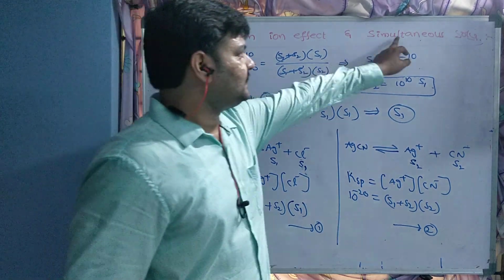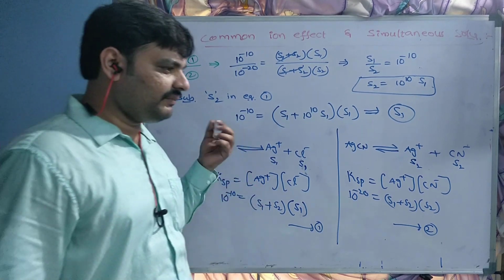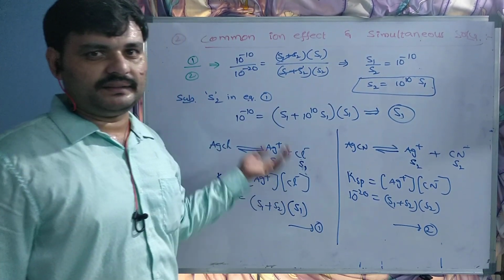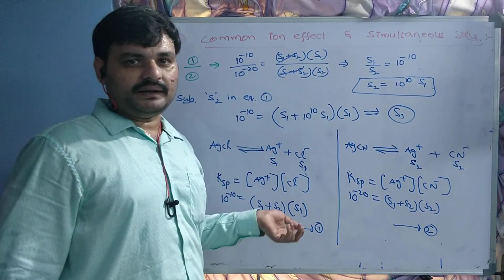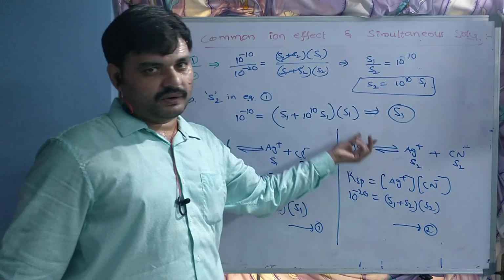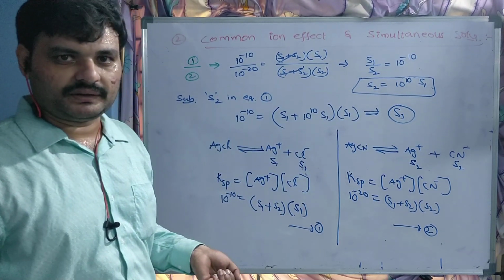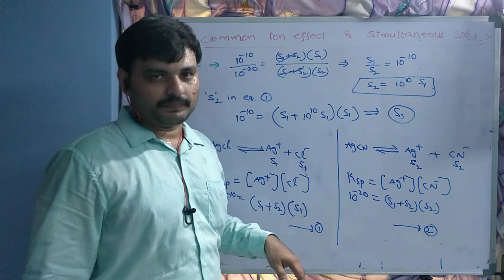This is called simultaneous solubility. If you add a strong electrolyte to a weak electrolyte, it is called the common ion effect. If you add another weak electrolyte to a weak electrolyte and see how the solubility changes, it is called simultaneous solubility. These are the two important applications.